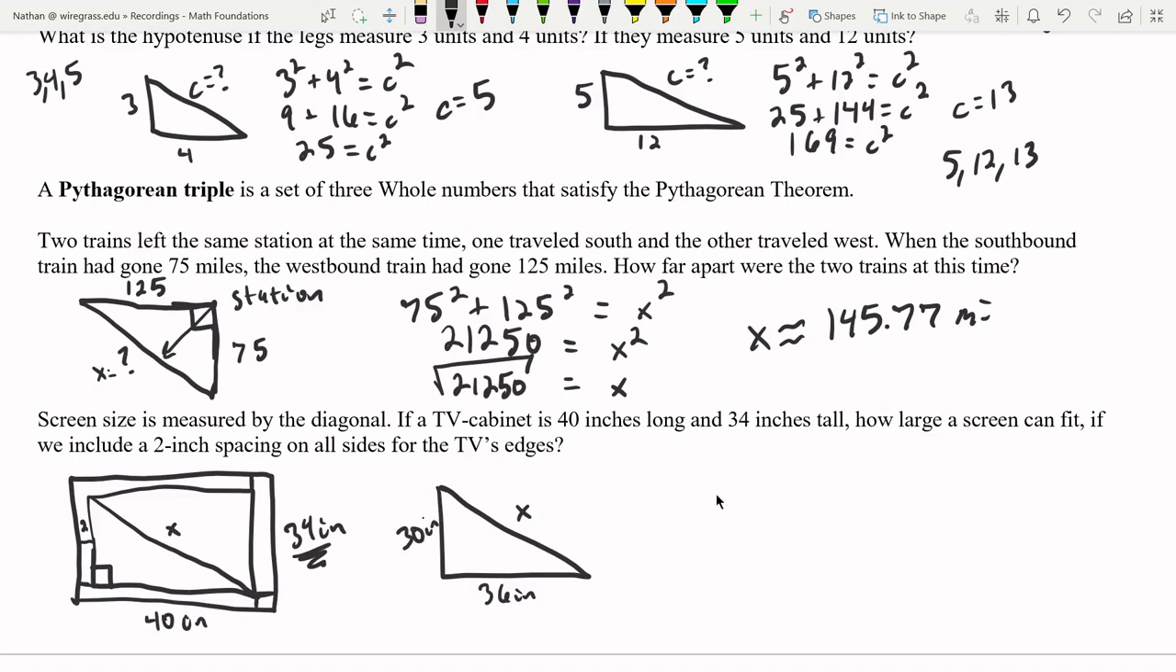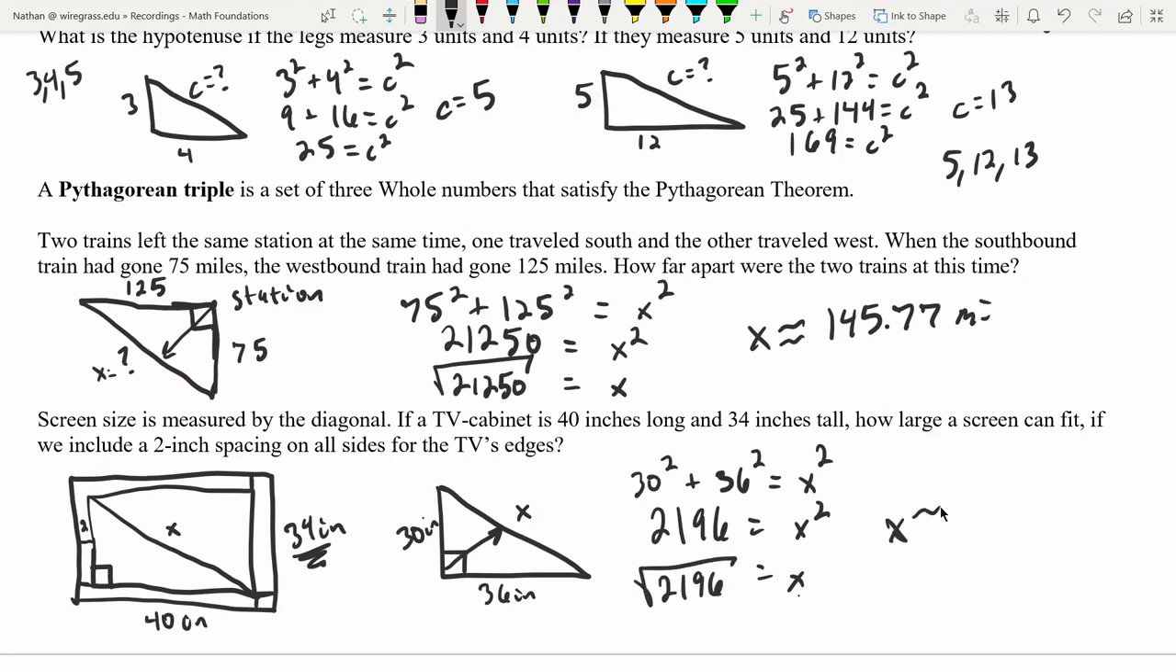So we're going to do a squared plus b squared equals the hypotenuse squared, right? X is going to be the hypotenuse. And doing 30 squared plus 36 squared, I get 2196. So what squared equals that? It's going to be the square root of 2196. And I'm getting approximately a 46.86 inch screen will be able to fit in this TV cabinet.